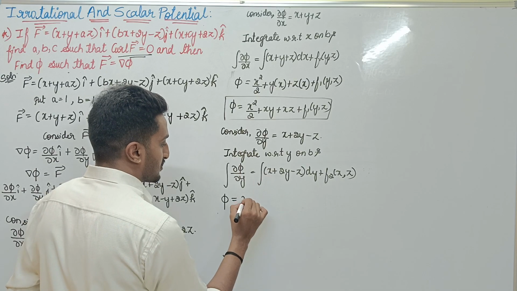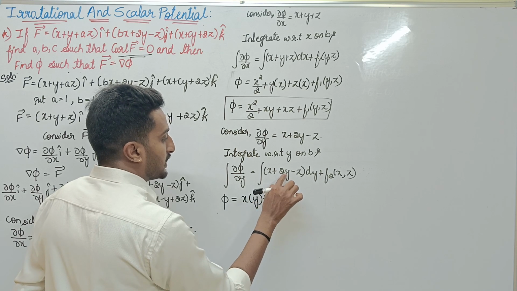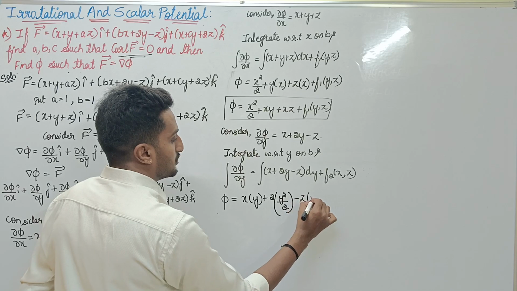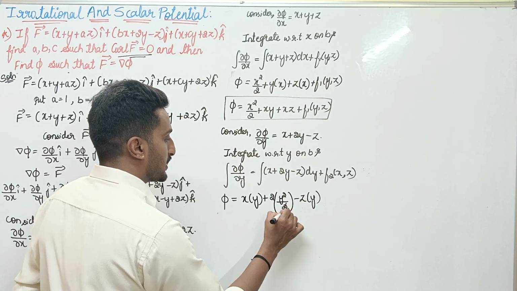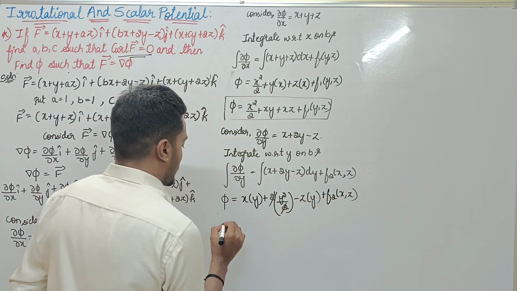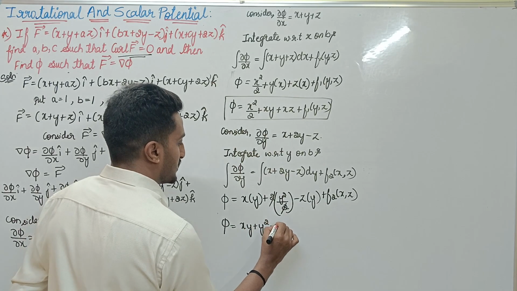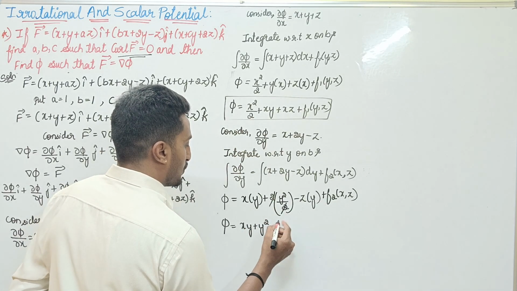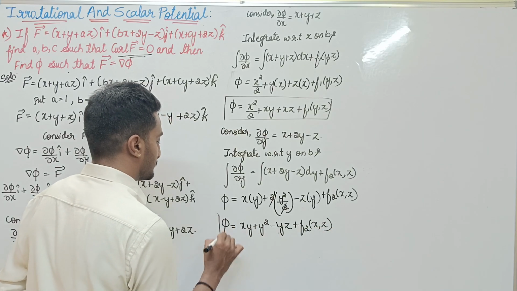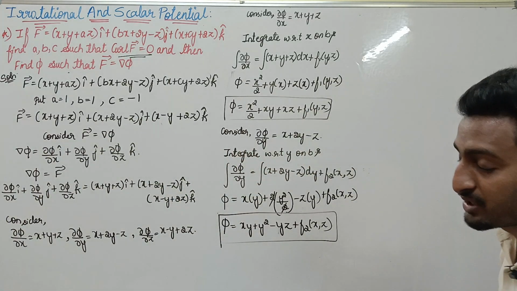Integration of x, which remains constant, with respect to dy gives xy, plus 2 into integration of y, which gives y square by 2, minus z into integration of 1 with respect to dy, which is yz. The 2 gets cancelled, plus f2 of x comma z. You get phi equal to xy plus y square minus yz plus f2 of x comma z. This completes the second scalar function with respect to y.